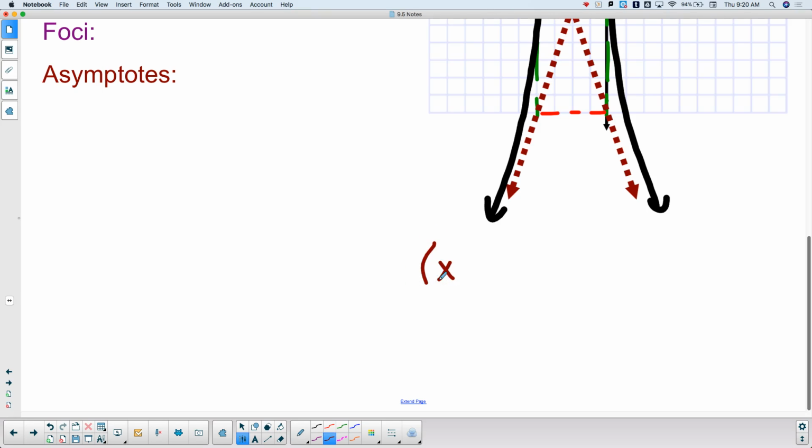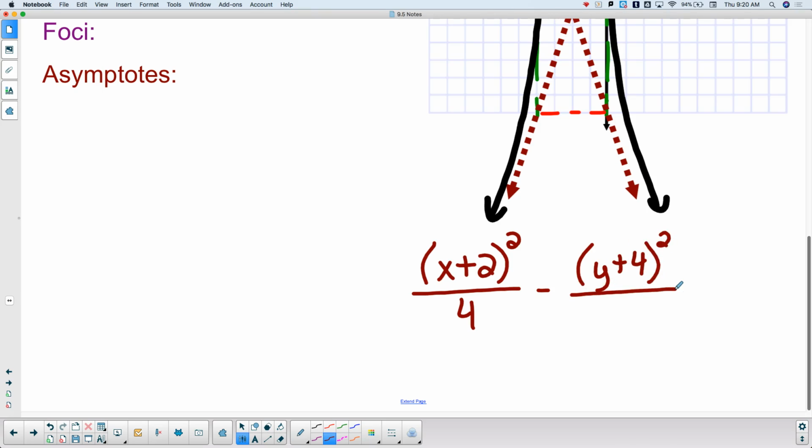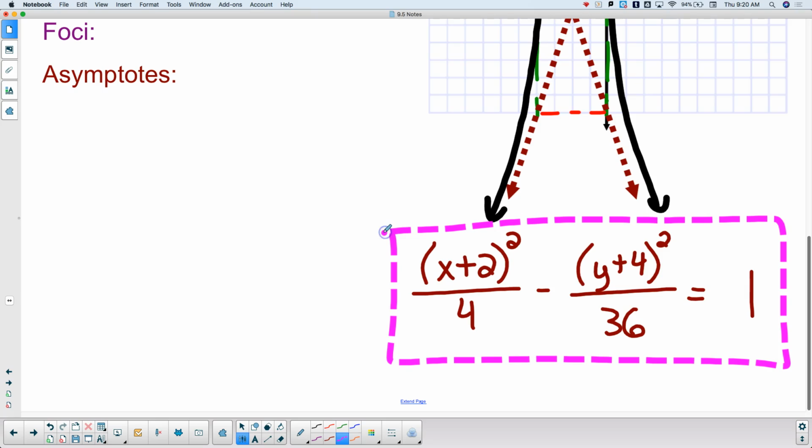So it's going to be x plus 2 quantity squared over 4, because it's a squared, minus y plus 4 quantity squared over, equals 1. And that's the graph and the equation.